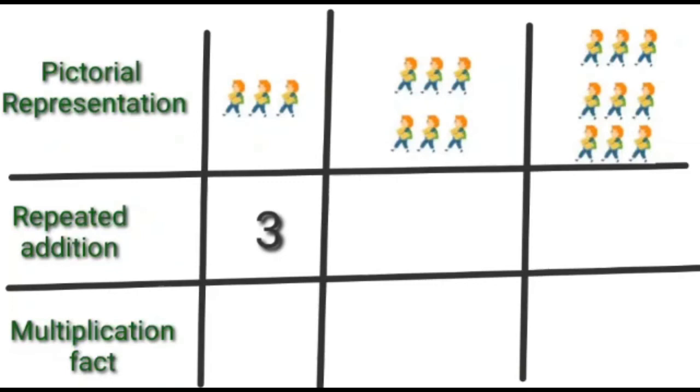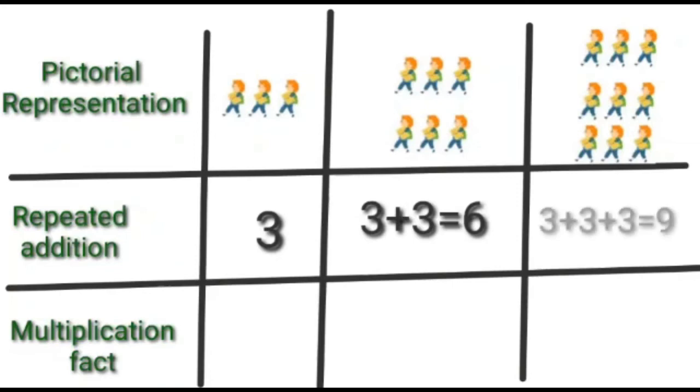In the second box, we have 2 rows. So, it represents 3 plus 3 is equal to 6. In the third box, we have 3 rows. So, 3 plus 3 plus 3 is equal to 9. This is how we represent repeated addition.